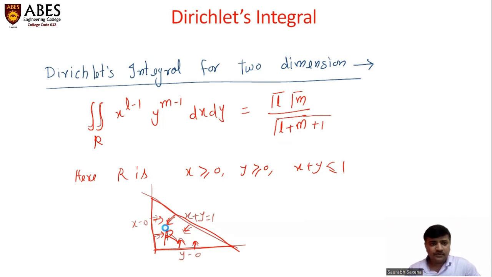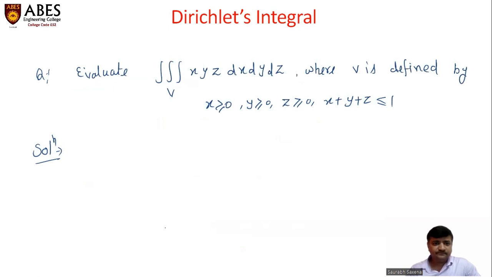So here we go with the problem. This is the question. Evaluate triple integral x y z dx dy dz, where v is defined by x greater than equals to 0, y greater than equals to 0, z greater than equals to 0, and x plus y plus z is less than equals to 1. Here we observe that the function is in the form same as defined for Dirichlet's integral.